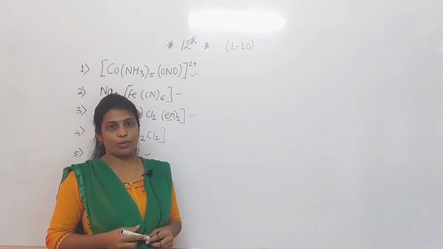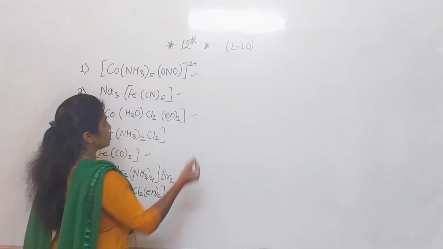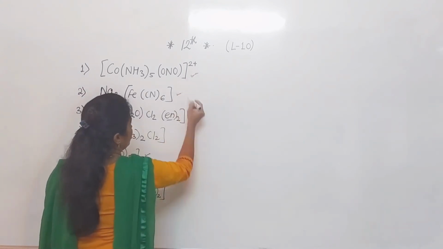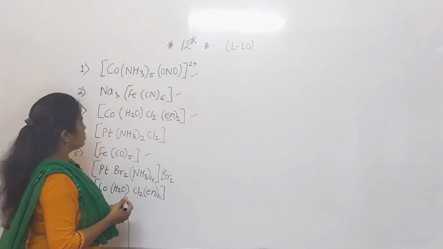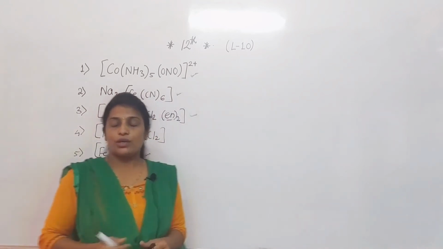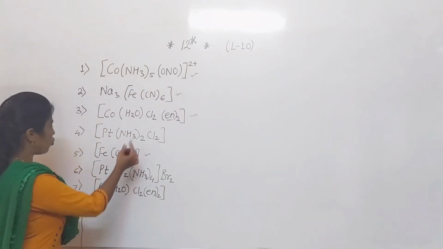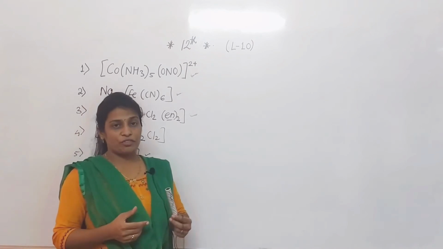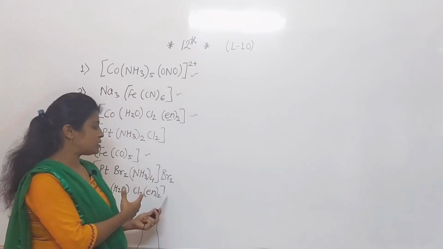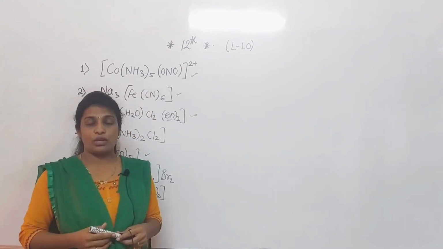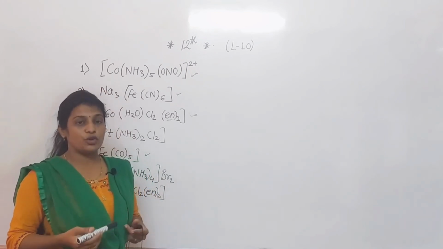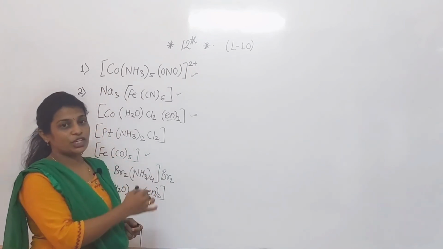Last time we saw IUPAC naming of coordination compounds. In the last lecture we completed the first 3 examples. Today we are going to start the remaining 4 examples. I have already written these examples on the board, so I hope you have completed them. If it is completed, then check your answer also.